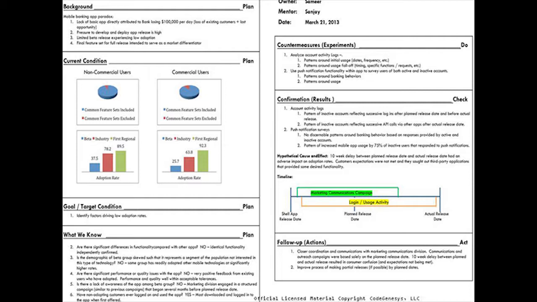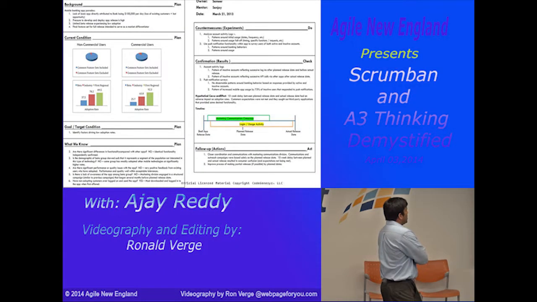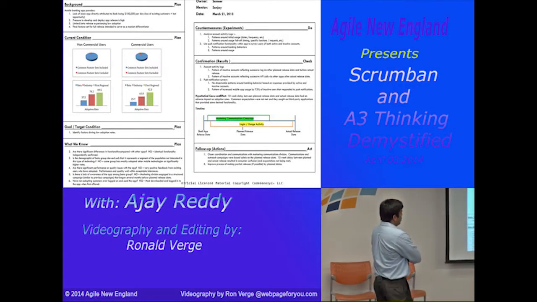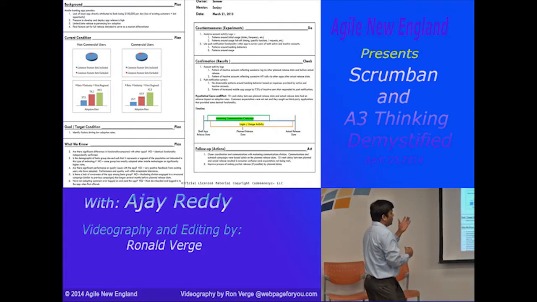So in this example, the bank was losing $100,000 per day. In all the examples, the data is changed. The lack of a basic app is directly attributed to the bank losing $100,000 a day. And the adoption was very, very low because of the mobile app.